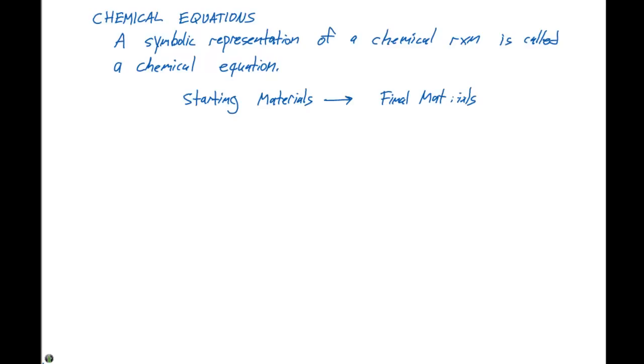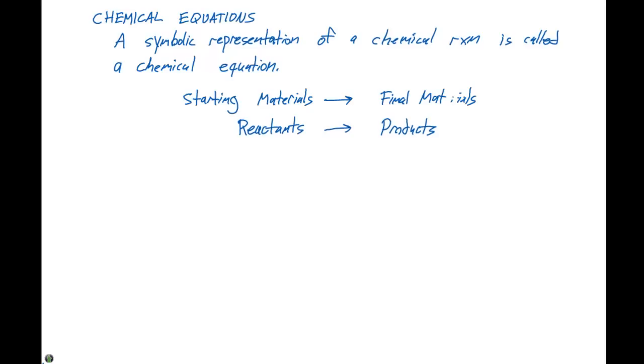Okay, so the way chemists refer to our starting materials is we define these as reactants, and the end result are going to be the products. So the left-hand side of a reaction is the reactant side. The right-hand side of a reaction is the product side.